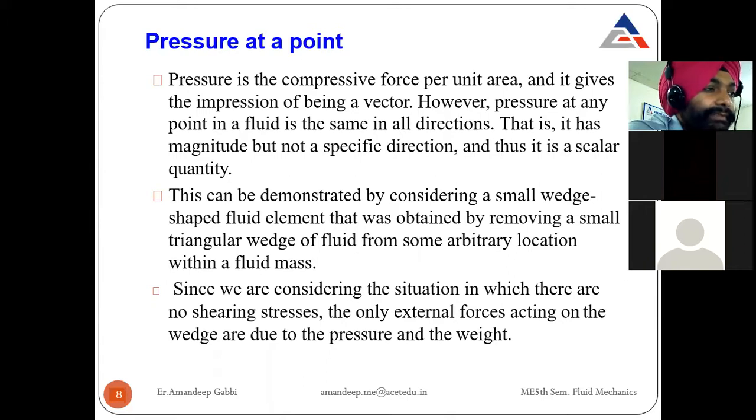This can be demonstrated by considering a small wedge shaped fluid element that was obtained by removing a small triangular wedge of fluid from some arbitrary location within a fluid. Since we are considering the situation in which there are no shearing stresses, the only external forces acting on the wedge are due to pressure and weight.